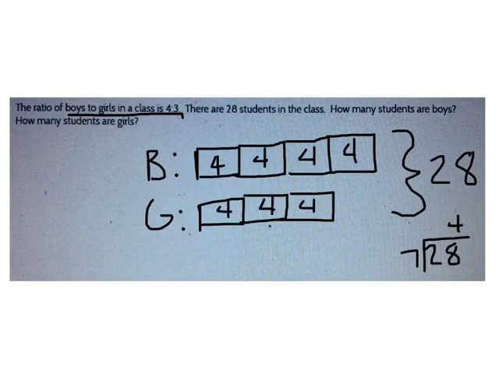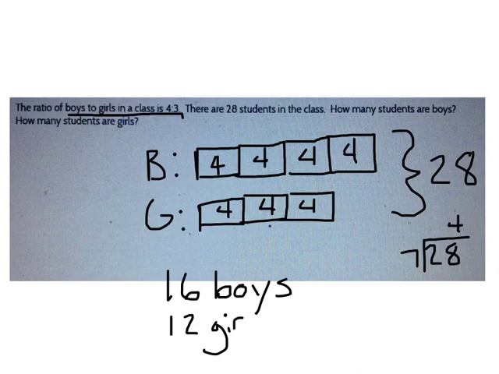So, how many students are boys? Well, there are 4 boxes of 4. What's 4 times 4? It's 16. There are 16 boys. How many girls are in the class? Well, I have 3 boxes of 4. What's 3 times 4? It's 12. There are 12 girls.